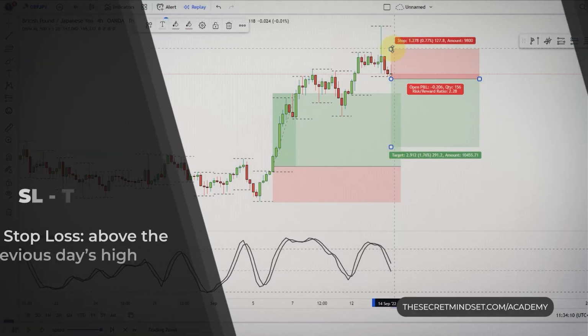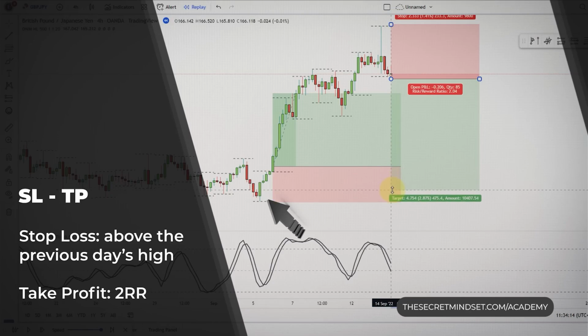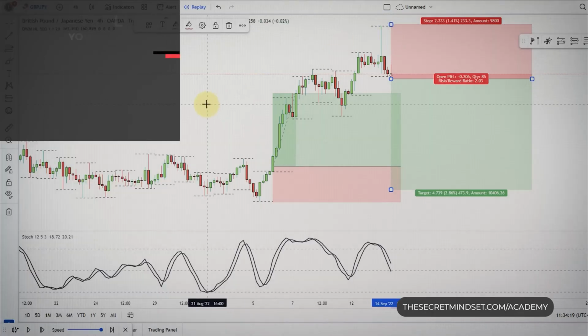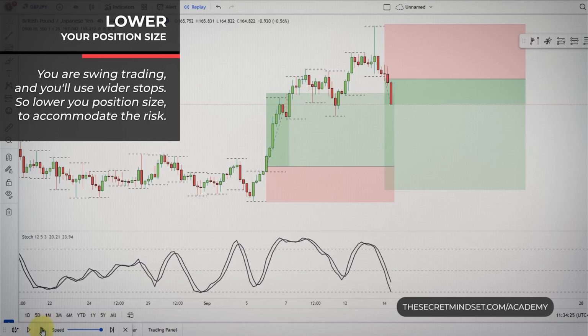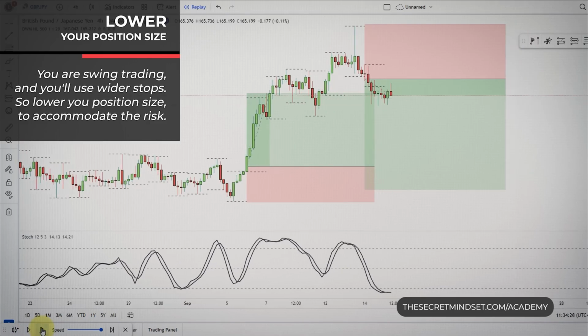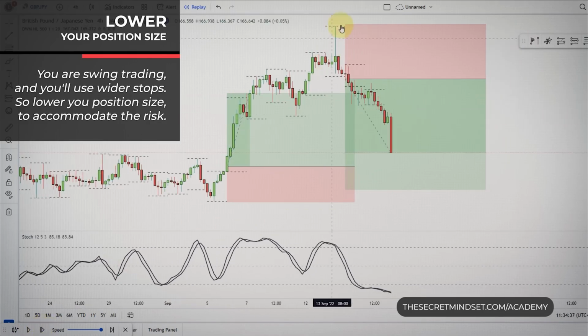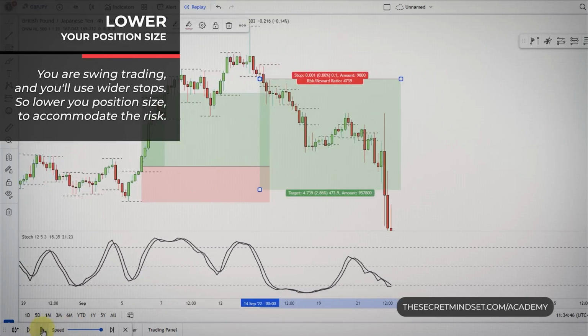Stop loss above this high, and we'll target this swing low. As you can see, just to be conservative, we'll use wider stops. In this case, you must lower your position size to accommodate the risk. For example, if you're used to trading with, let's say, 1 lot, use 0.3 instead. This way, you won't get your account overexposed.